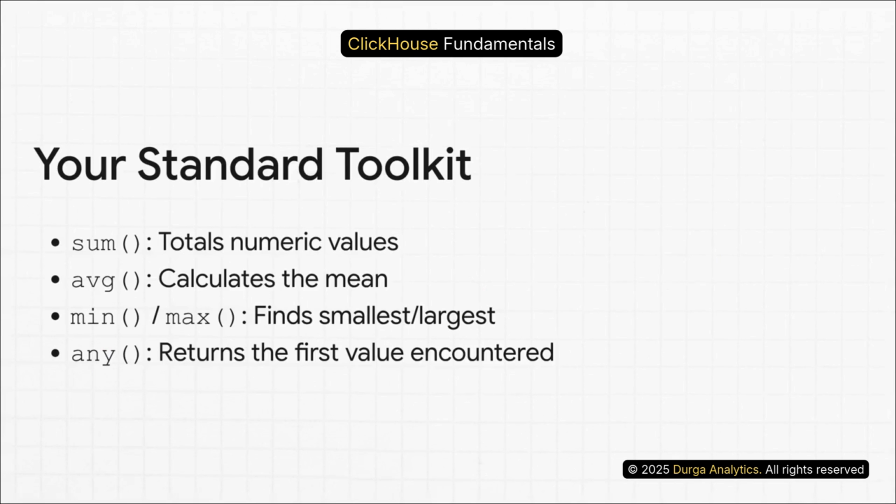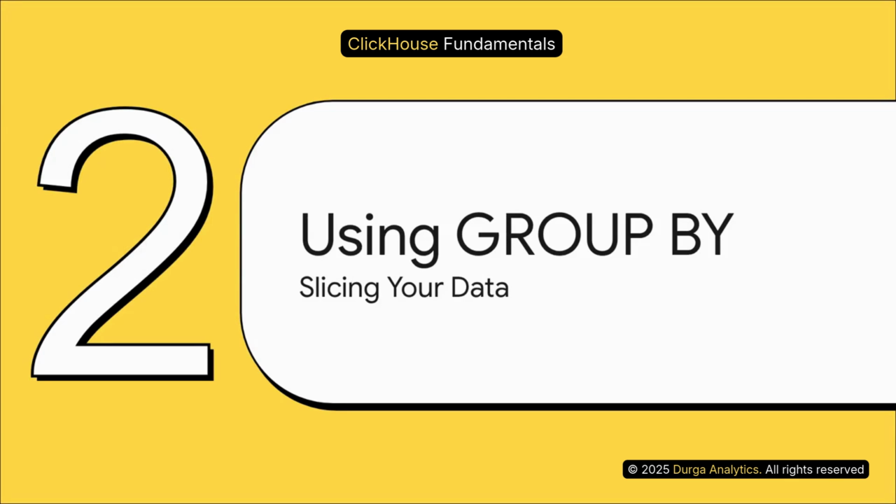Of course, we also have the usual suspects. Sum to get totals, average for the average, min and max for the extremes. But I want to pause on that last one: any(column). This one is a quiet performance hero. If you're grouping by something like a user ID, and you just need to grab one of their associated values, like an email address that you know is the same for all their rows, any(email) is way faster than min or max because it just grabs the very first one it sees. No comparisons needed.